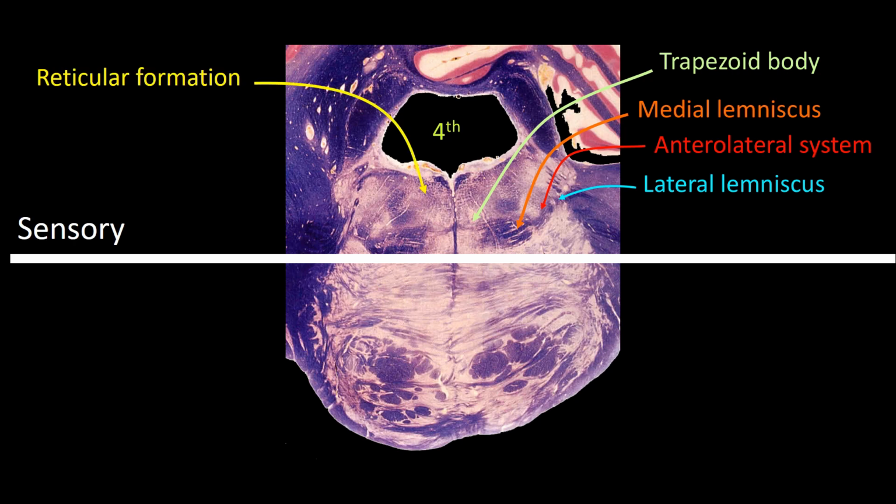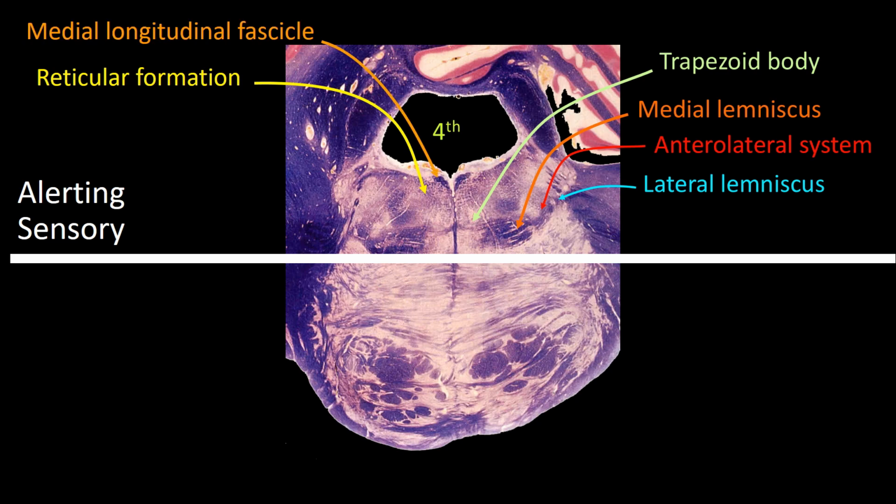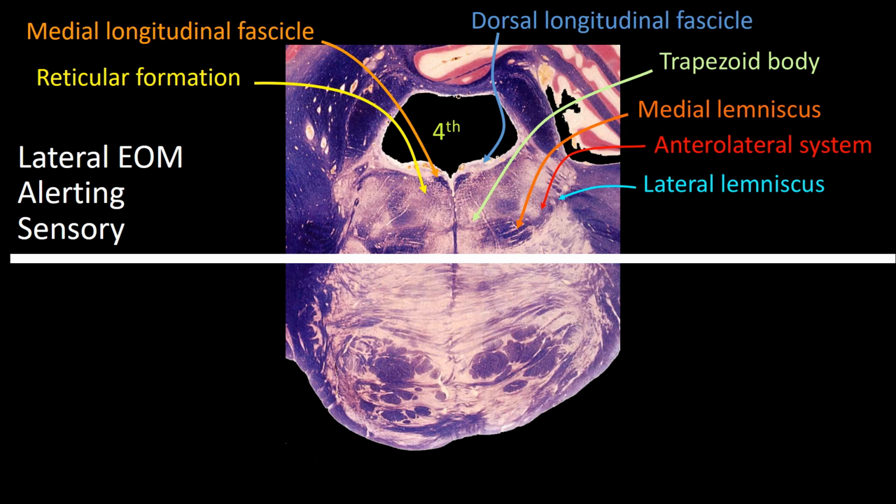Also in the tegmentum we find the reticular formation that forms part of the alerting system, the medial longitudinal fascicle, and a structure involved in lateral eye movements, the dorsal longitudinal fascicle, and the medial forebrain bundle fibers. The latter are not singled out in this specimen. They carry afferent and efferent autonomic fibers.